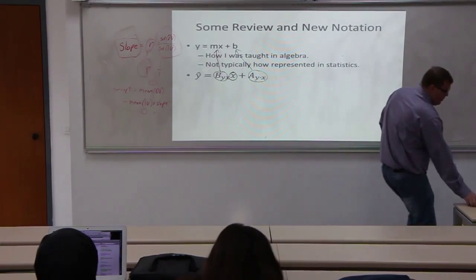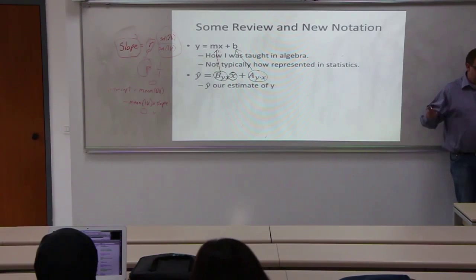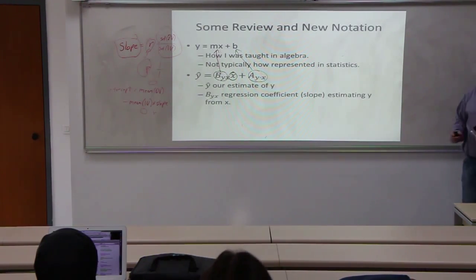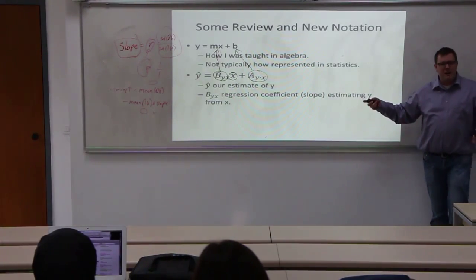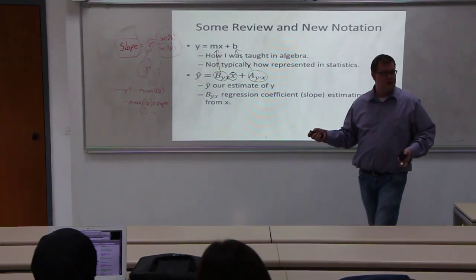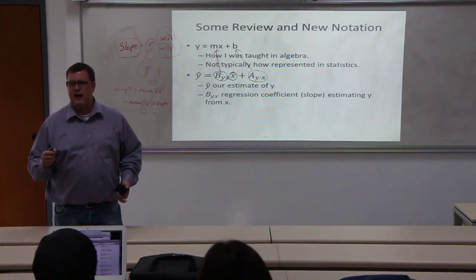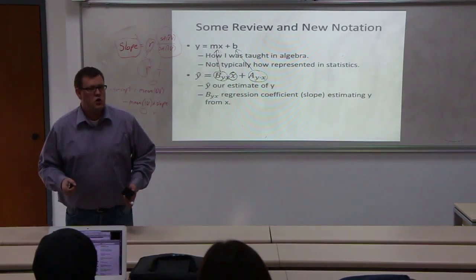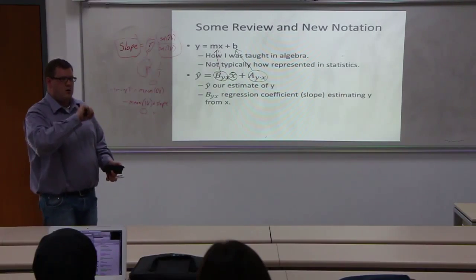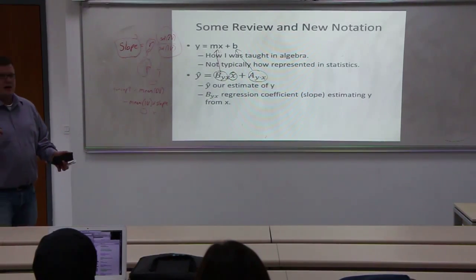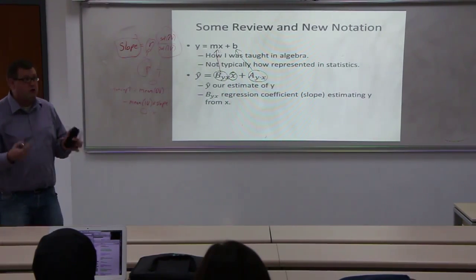Okay, so this is how things are typically represented in statistics. Our y with our hat, this is our estimate of y. This byx, this is the slope, which has a special name, a regression coefficient. Remember when we first started talking about correlations, we said that we have a correlation coefficient? And the correlation coefficient was what? It was just R. R was the correlation coefficient. Now this is a bit different. We use correlation in order to do regression.